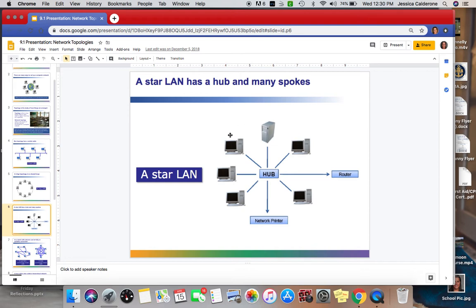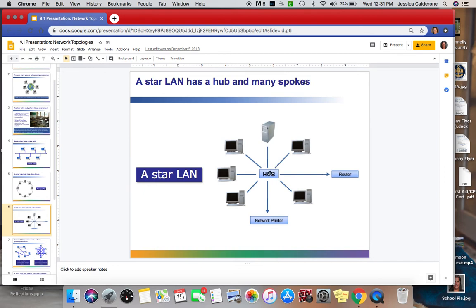This type of network is also easy to expand. The only limitation is on how many computers can be added, which depends on the size of the hub. So if you have a large hub, you could have a bajillion computers, say, but if you have a small one, you may only be able to have like 5 or 10. It all depends on the size of the hub.